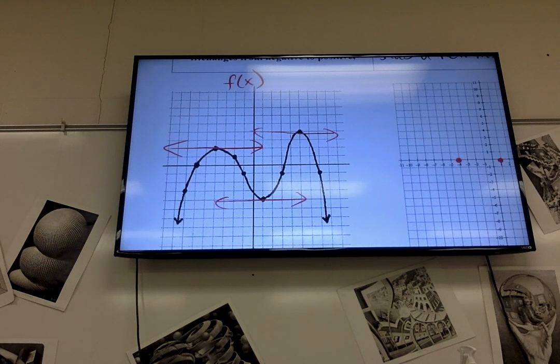Okay, so now let's go to the left of this first horizontal tangent. I have these tangent lines. Are they positive or negative? Okay, they're positive. And are they increasing or decreasing? Their slopes are decreasing.